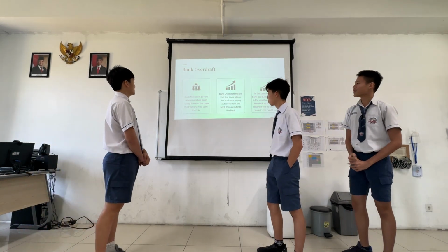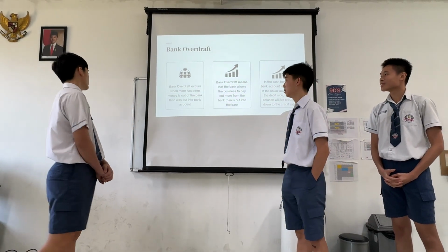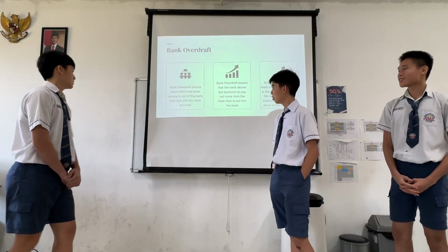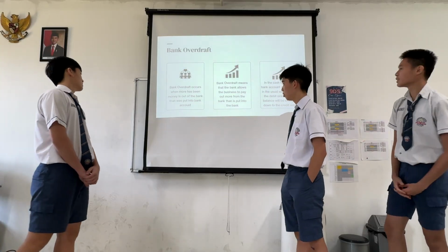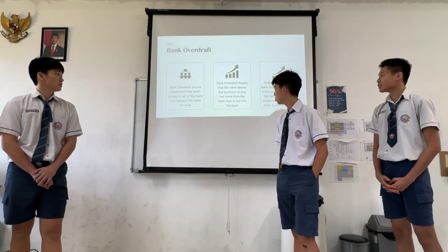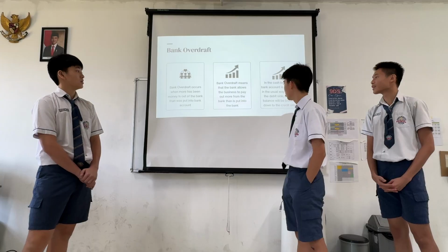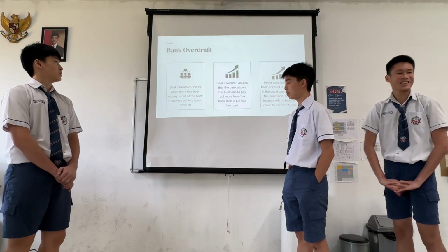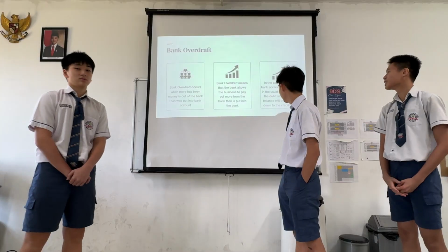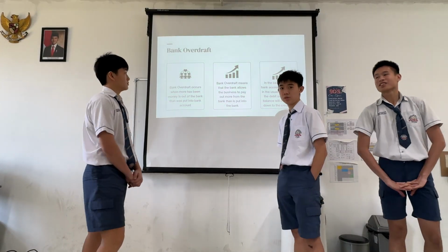Bank overdraft. A bank overdraft occurs when more money has been paid out of the bank than was put into the bank. It means that the bank allows the business to pay out more from the bank than is put into the bank. In the cash book, the bank account is balanced in the usual way, which is the debit side, but the balance will be brought down to the credit side.